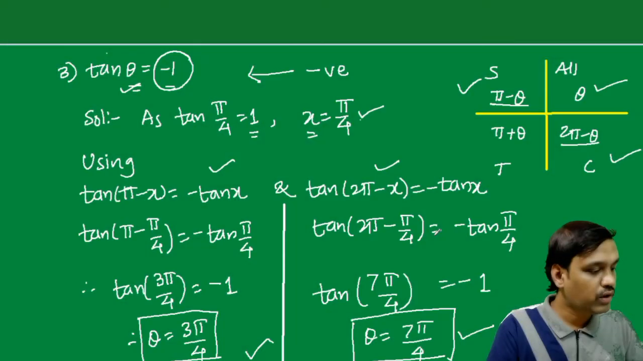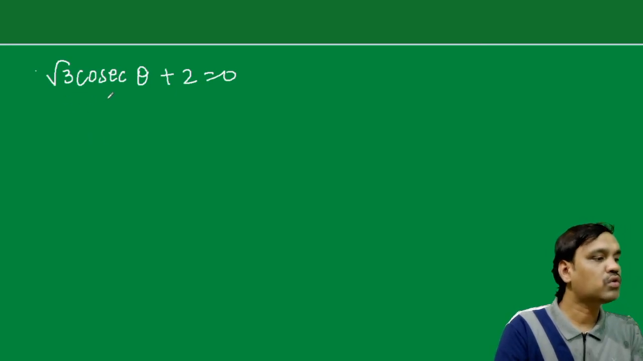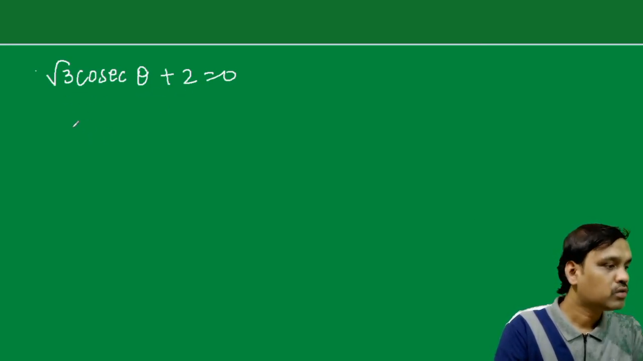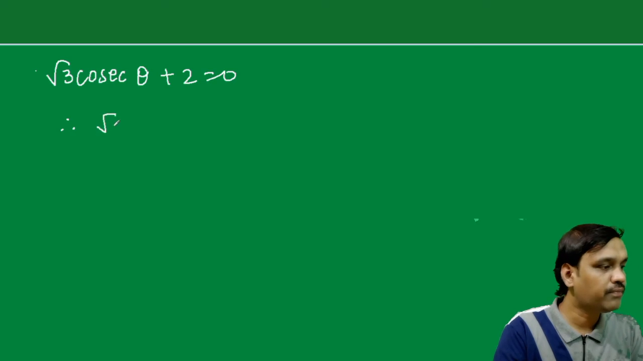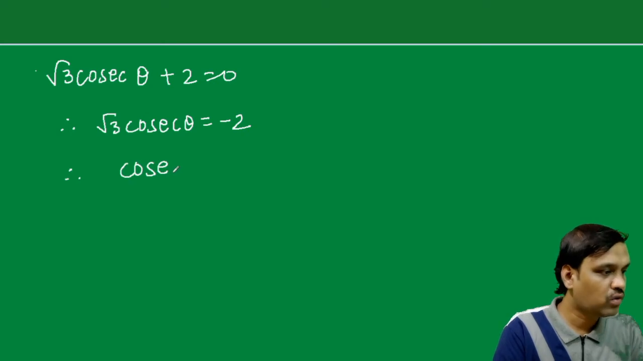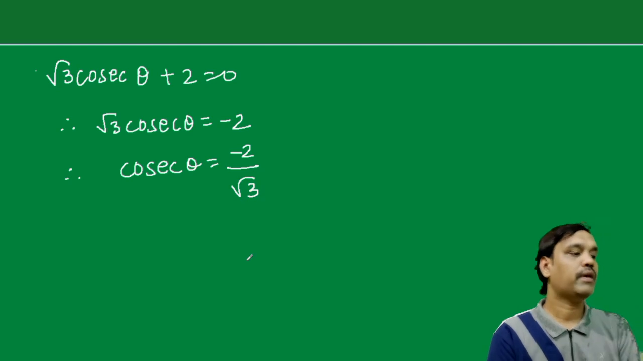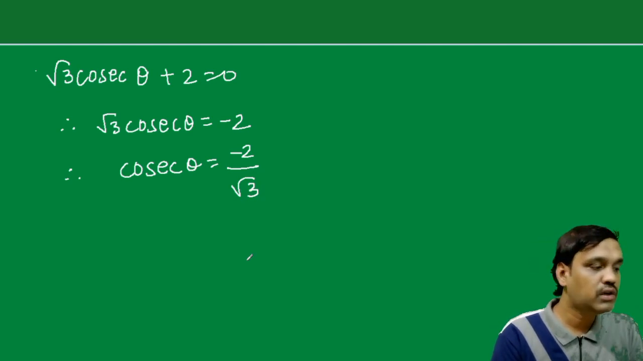Okay, let us solve one more example. See, this is the next example where root 3 cosec theta plus 2 equal to 0. So let me simplify this. Root 3 cosec theta is equal to minus 2. Therefore, we can write cosec theta is equal to minus 2 upon root 3. Okay, so we have to find the solution of this particular trigonometric equation.